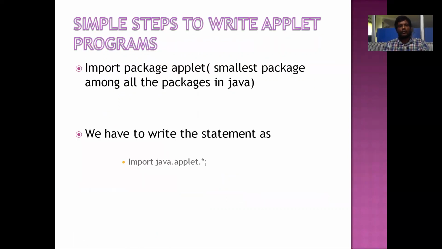This is the first step we have to follow in order to write an applet program. While we are working with applets, we need to import one package, and the name of that package is the applet package. As I mentioned in the previous session, this is the smallest package among all the packages in the Java programming language, and this applet package contains one and only one class, which is called the Applet class. I already explained how we can differentiate a class name from a package name. A package name starts with a small letter, and a class name starts with a capital letter.